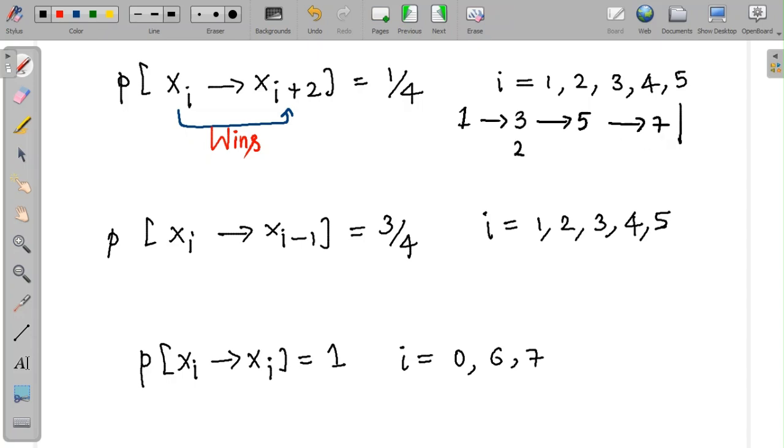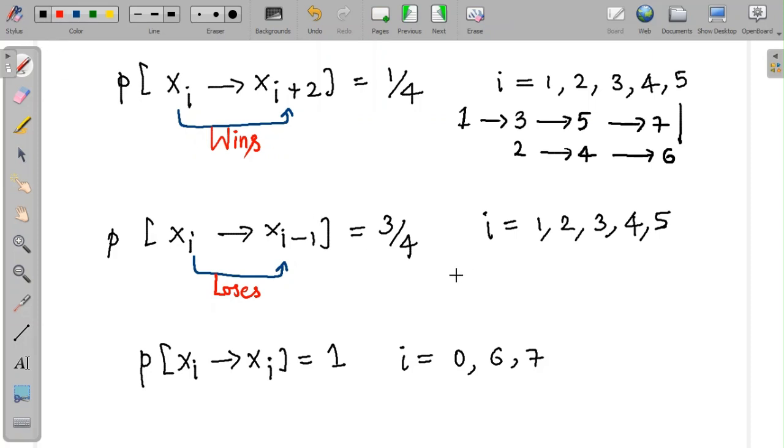Similarly, if he has 2 rupees, he'll go to 4 rupees with the probability of 1 by 4. And from 4, he'll go to a sum of 6 with the probability of 1 by 4. But having reached 6, he'll quit. So xi to xi plus 2, the jump is 2 at a time because he wins 2 rupees. This jump happens with the probability of 1 by 4. And similarly, from xi to xi minus 1, if he loses, with the probability of 3 by 4.